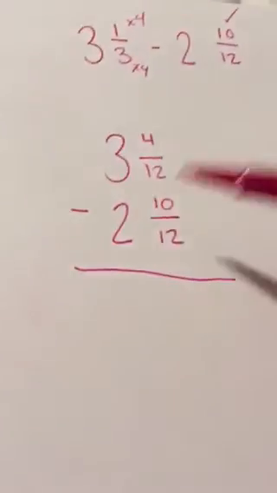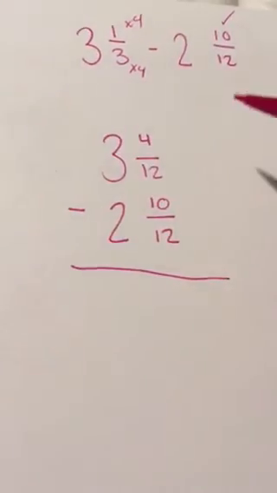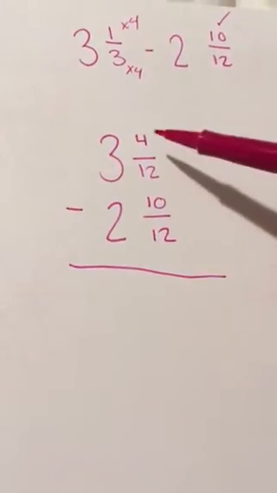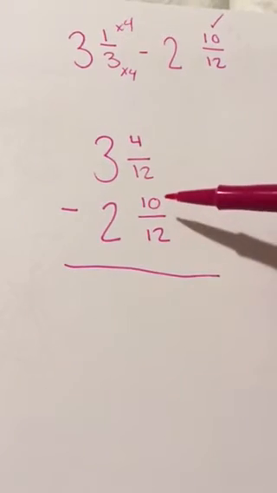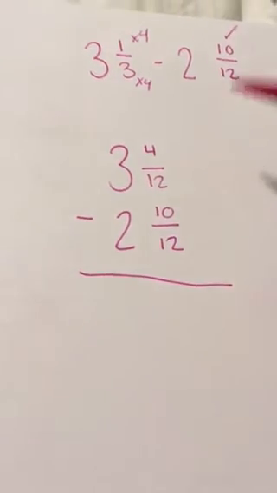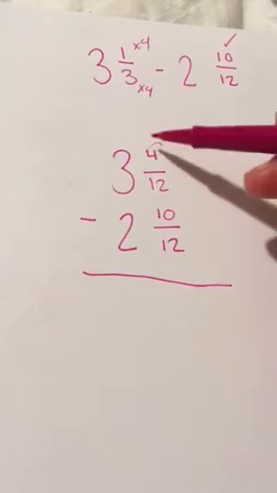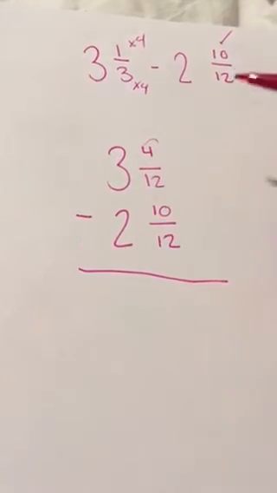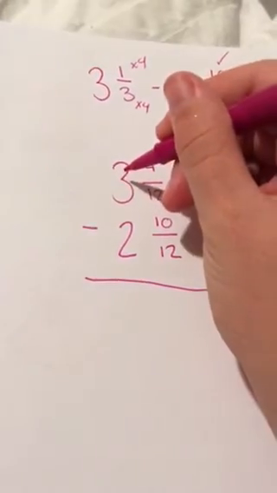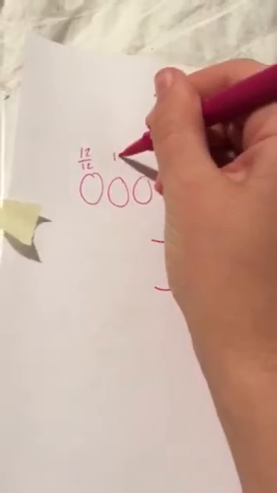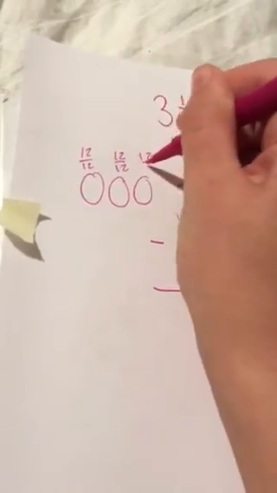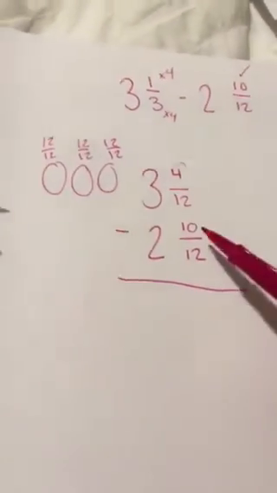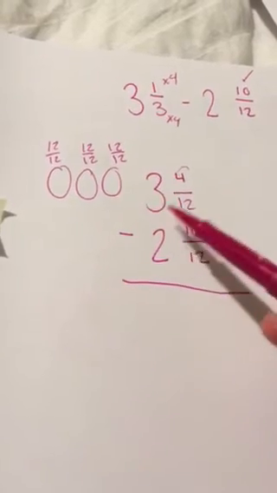I'm looking at this, and I know I can subtract 3 minus 2, but with my fractions, there's an issue because I cannot do 4 minus 10. That would give me a negative number. So what I need to do is make this bigger, okay, so I can subtract with it. So I look over at my 3 and I say, hey, 3 is representing 3 whole pizzas. 12 over 12, 12 over 12, 12 over 12. And I remember us doing those models. So that represents 3 whole pizzas.